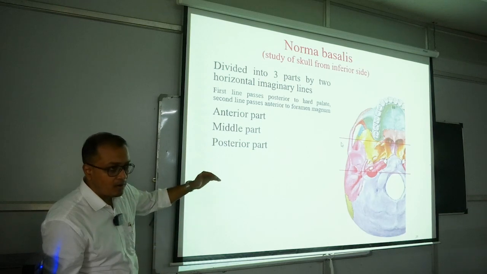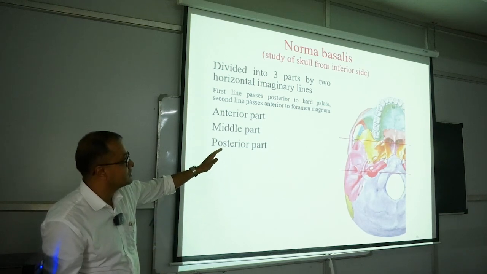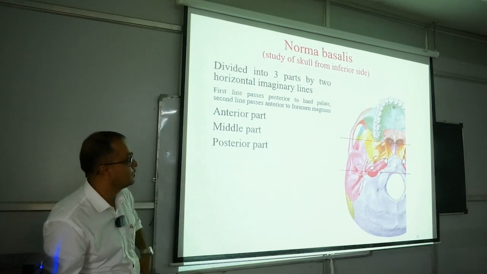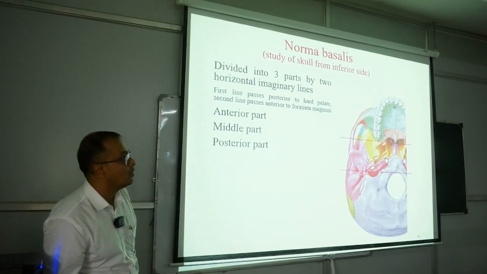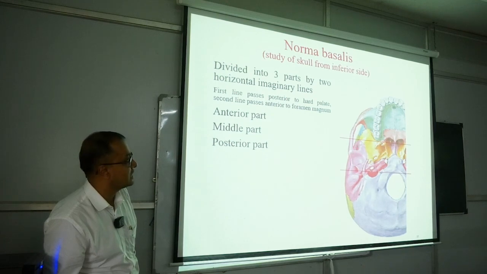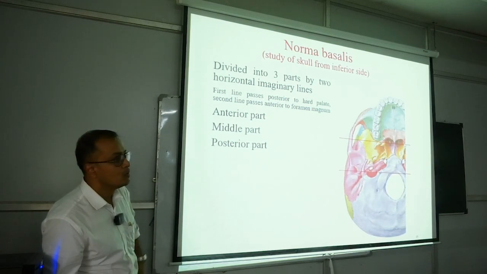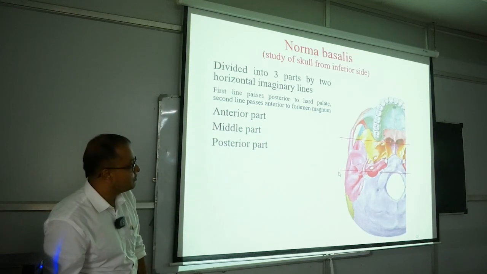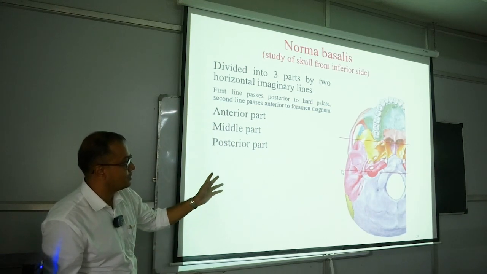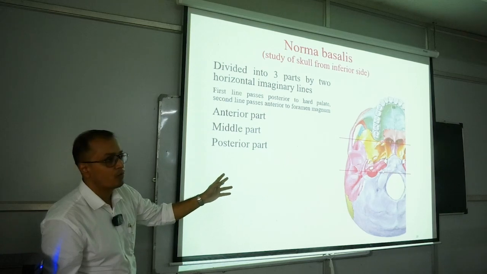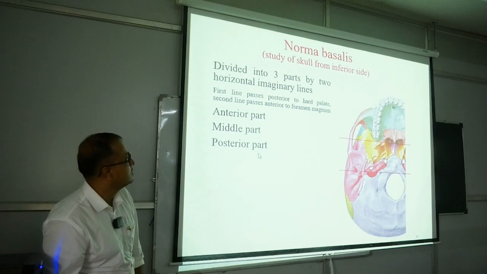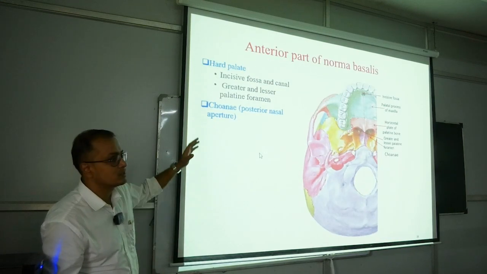Now for identifying them, we can divide this norma basalis into three parts: the anterior part, the posterior part, and the middle part in between. The anterior part is basically holding the palate. On the back side of the hard palate, you draw a line; that we call the anterior part of this norma basalis. Then we draw a vertical line in front of the foramen magnum opening, and in between them we find the middle part. Each of these parts has some features.